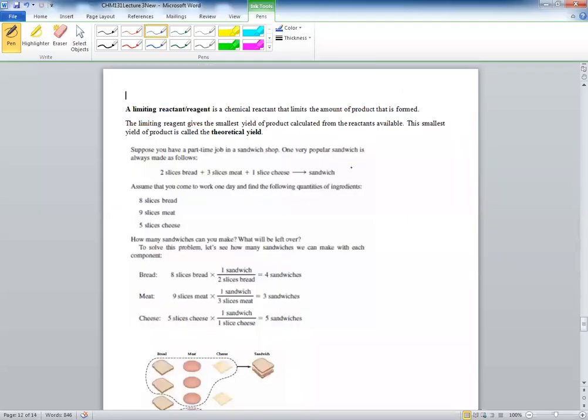So chemists live in the same world that you live in. We're really ordinary people. And we have to, of course, undergo the same limitations that everyone experiences in society and nature, especially nature in this case. So we have something called a limiting reactant or reagent, which is a chemical reactant that limits the amount of product formed. And the reason why it limits it is because it runs out. It runs out. You have no more, it's consumed.